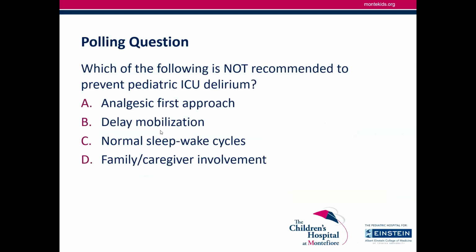And so now we'll move on to a polling question. Which of the following is not recommended to prevent pediatric ICU delirium? A, an analgesic first approach. B, delay mobilization. C, normal sleep-wake cycles. Or D, family caregiver involvement. I'll give you guys some time to think about that.